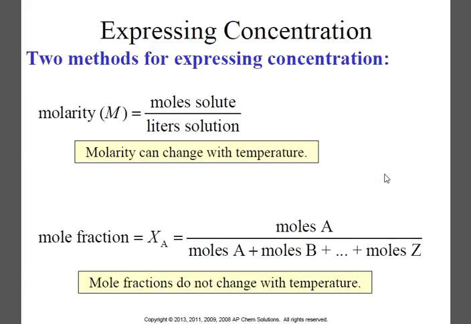Picking back up where we left off, we're going to talk about expressing concentration mathematically and numerically. So the first way that we express the concentration is using something called molarity. The formula for molarity is the number of moles of your solute divided by the liters of the entire solution. So this is your solute and your solvent together.